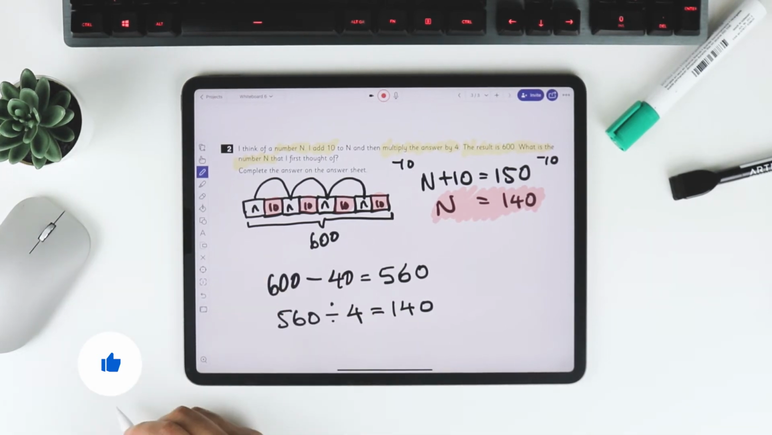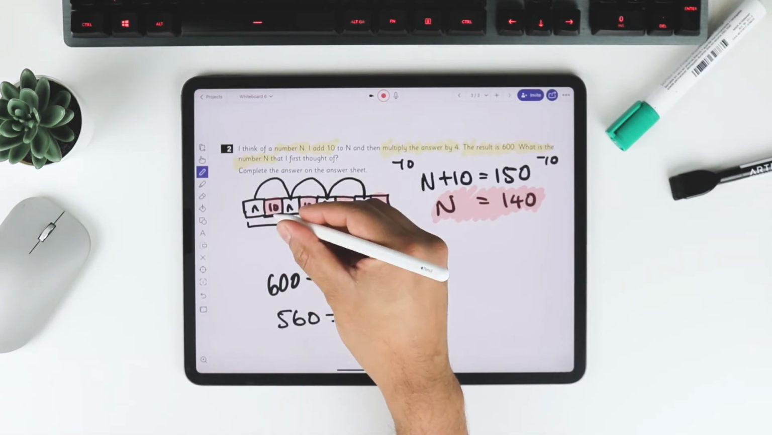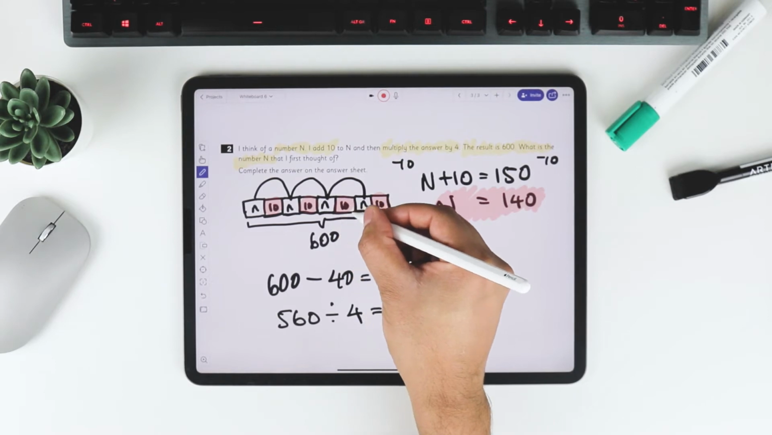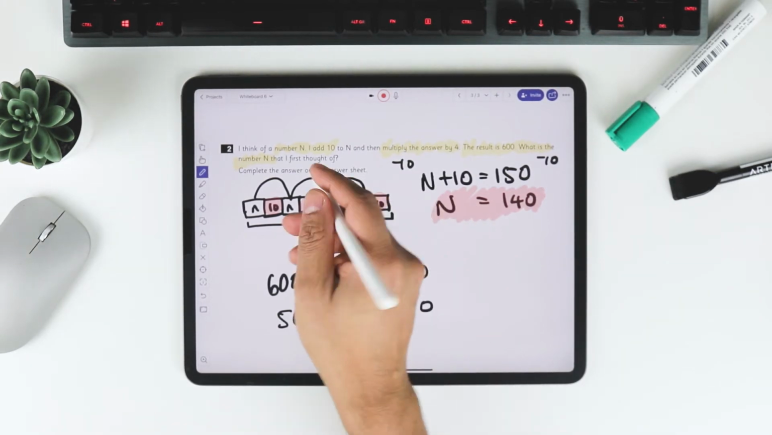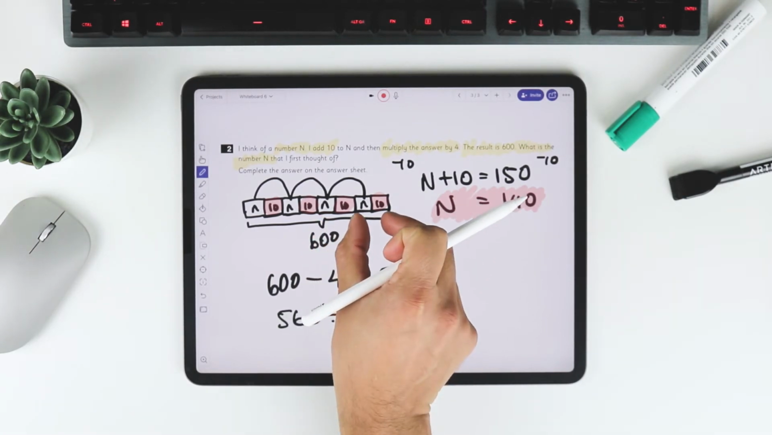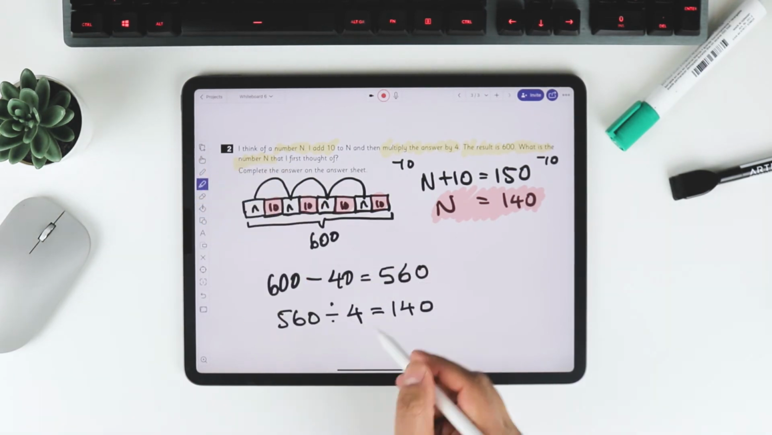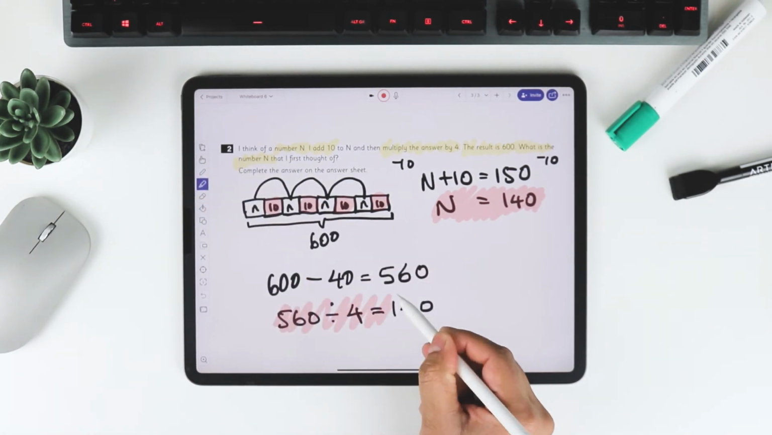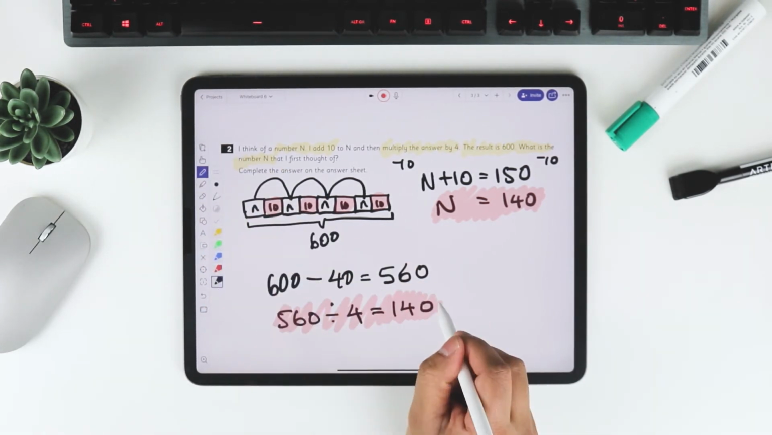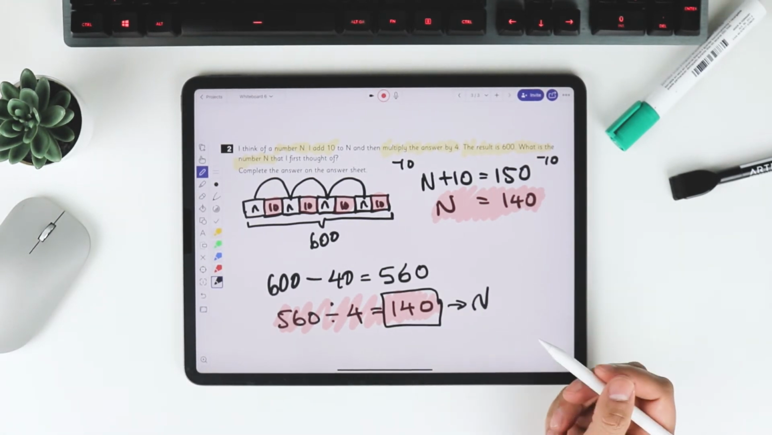And so if you've got 140, that means n is 140, plus 10, that's 150, plus 140 plus 10, 150, plus 140 plus 10, 150, plus 140 plus 10, 150. 150 add 150 is 300, add 150 is 450, add 150 is 600. So n is equal to 140 again. Okay, so we've got 140 here. That's the key part there, 140. And that's another way of looking at it.